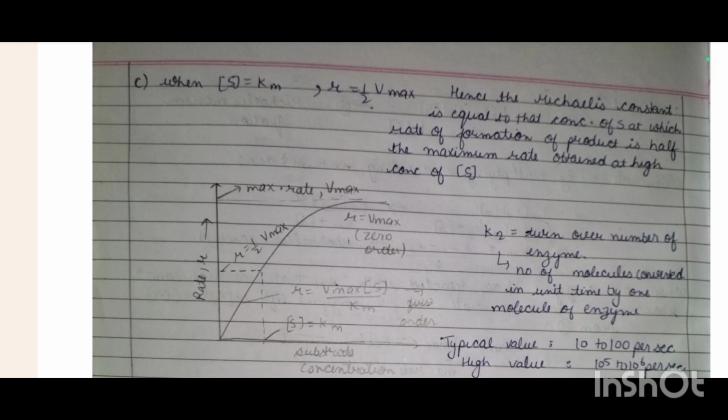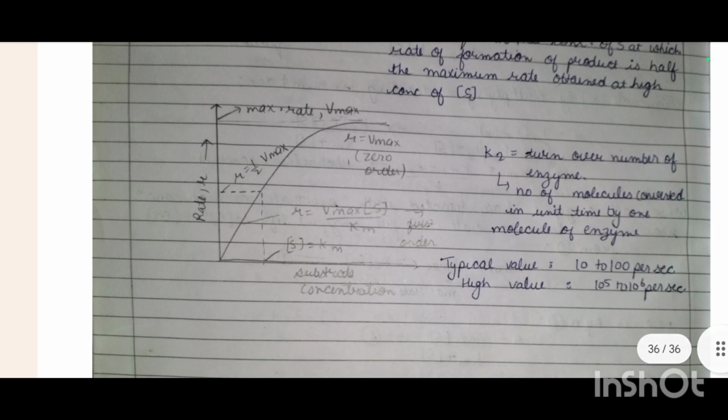And k2 is the turnover number, the number of substrate molecules converted in unit time by one molecule of the enzyme. A typical value is 10 to the power 2 per second, and high values are 10 to the power 5 to 10 to the power 6 per second.